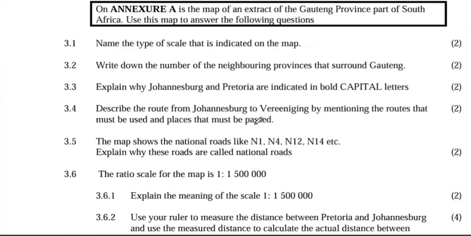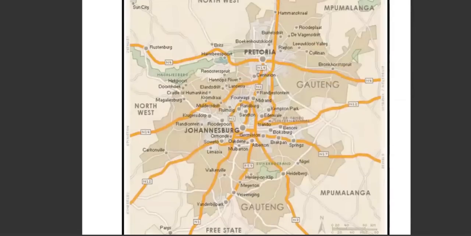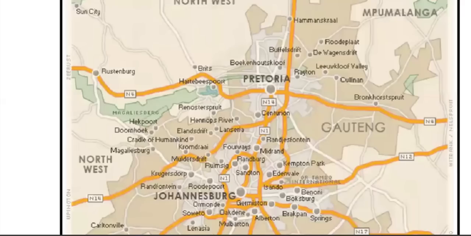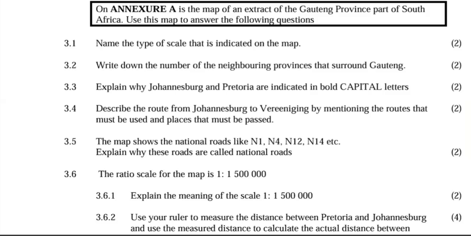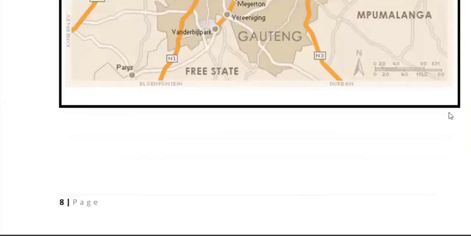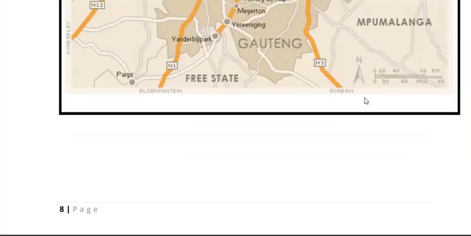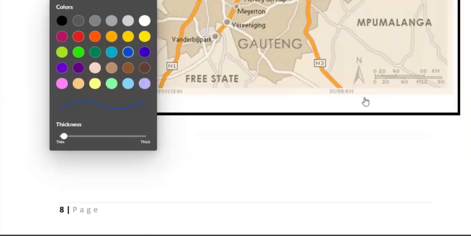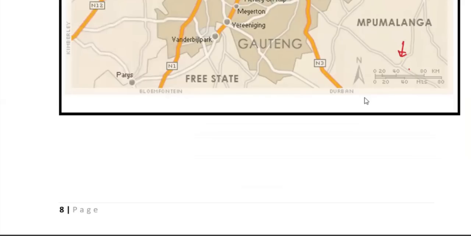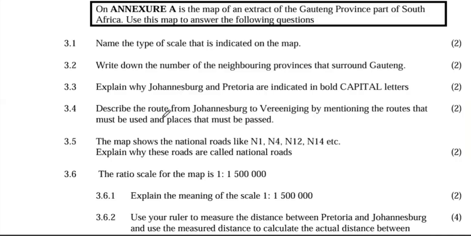Anyway, question number 3. Question number 3 talks of an annexure. An annexure like this, and it says write down the type of scale that is indicated. You look at the scale that is indicated here. This is the scale. Then let's look at the question. So we shall say it's a bar scale.